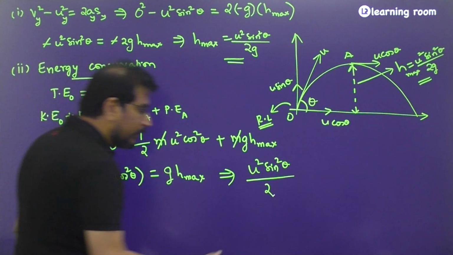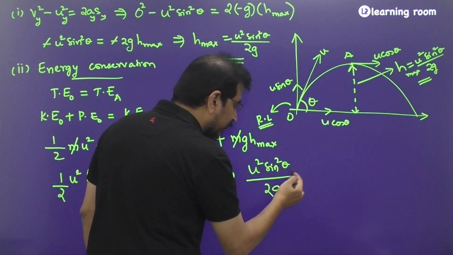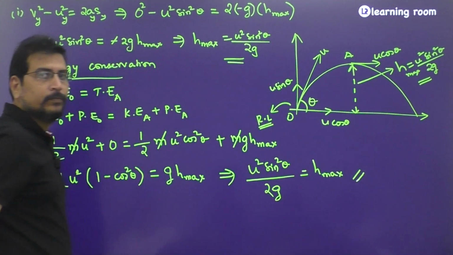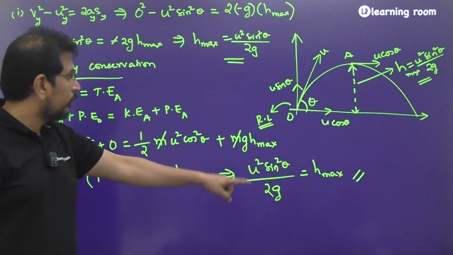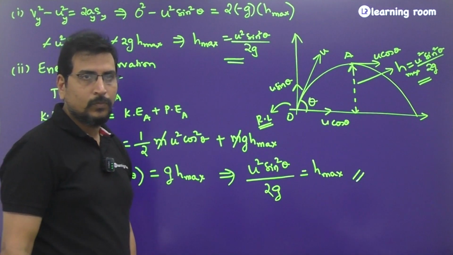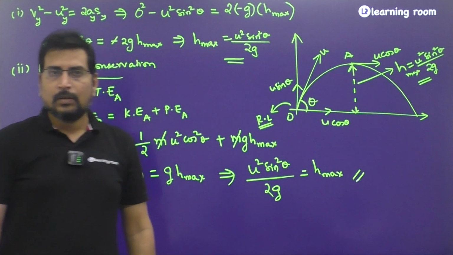Bring the g to the left hand side. So u square sin square theta by 2g is equal to h max. These are the same. Did you understand this?